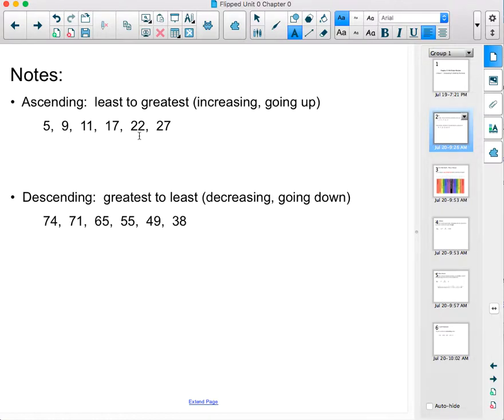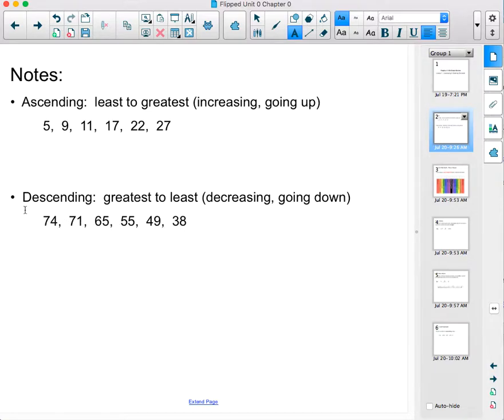So this is kind of how we order numbers by default. We want to put them from least to greatest. That's kind of how we've been taught. The opposite of ascending is called descending. Now descending, if ascending is least to greatest, then descending is greatest to least. So synonyms for the word descending would be decreasing or going down, and you see an example of a list of numbers in decreasing or descending order.